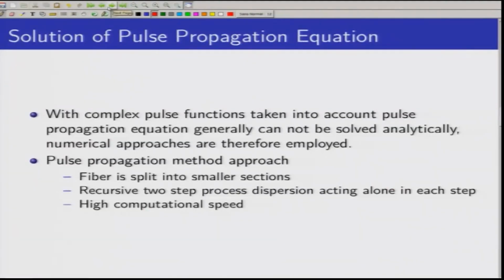So, how do we go about solving this equation? When we take complex pulse functions into account, the pulse propagation equation cannot be solved analytically. We actually need to have some numerical approaches. Pulse propagation method approach that we will see in the upcoming slides. What we do is we will split the fiber into smaller sections, and it will be a recursive two-step process where dispersion would act alone in each step.